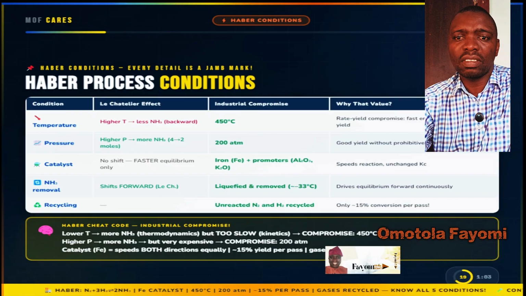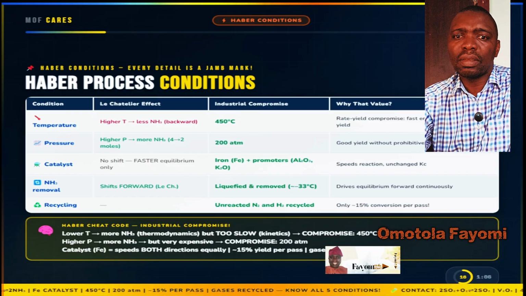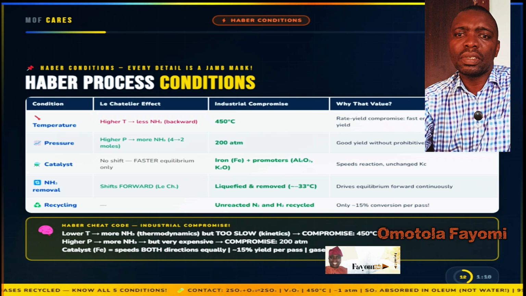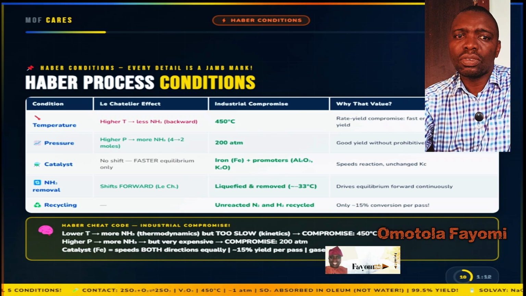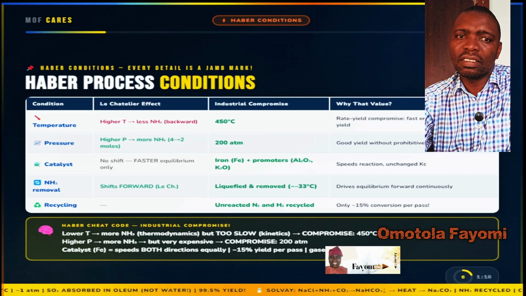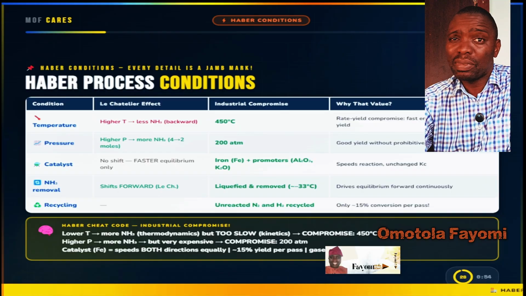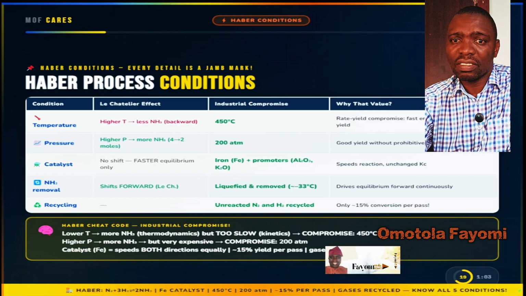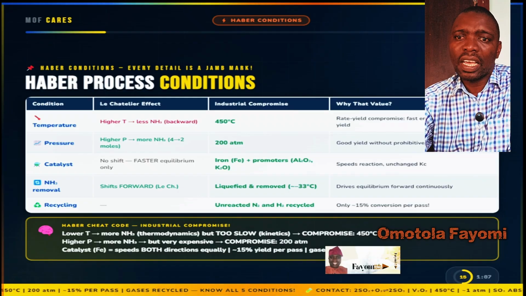Temperature: the forward reaction is exothermic. Le Chatelier tells us lower temperature shifts equilibrium towards more ammonia, favoring the exothermic direction. So lower temperature gives more ammonia, better yield. But here is the industrial reality: too low a temperature means the rate of reaction becomes impossibly slow. The reaction will take years to reach equilibrium at room temperature. So the industrial compromise is 450 degrees Celsius, fast enough rate, acceptable yield. This is the thermodynamics versus kinetics balance.